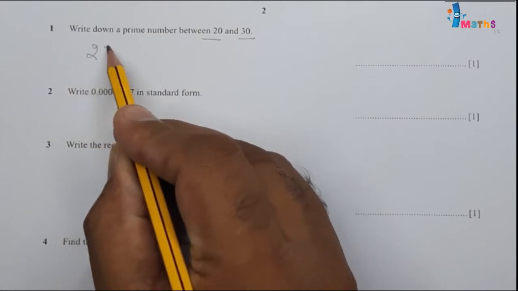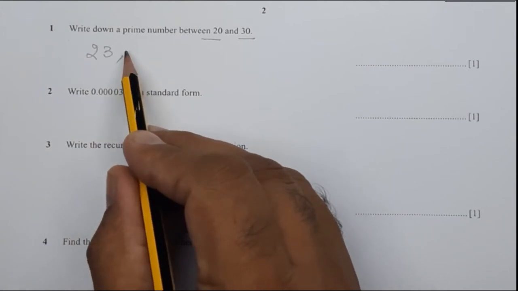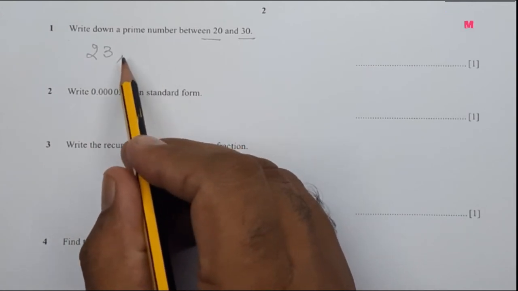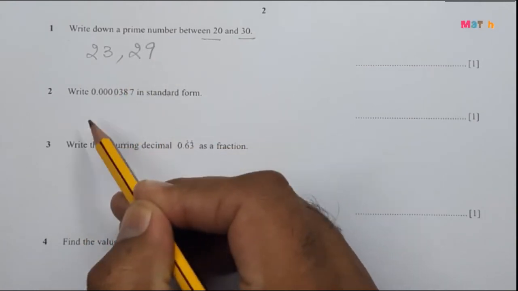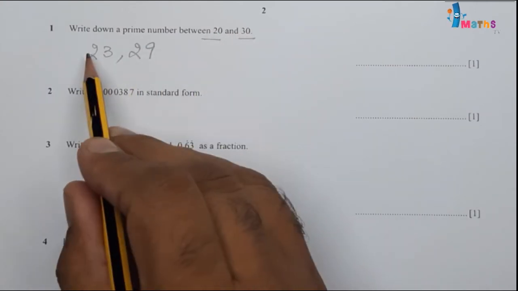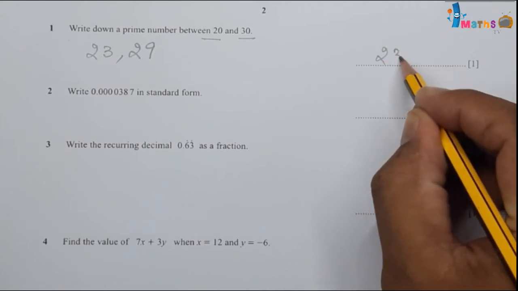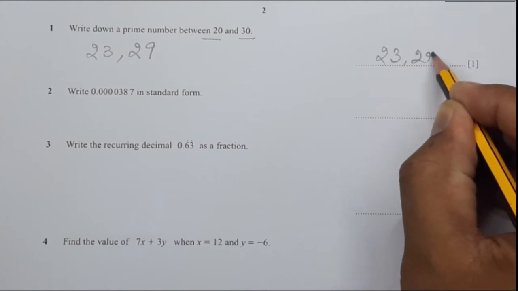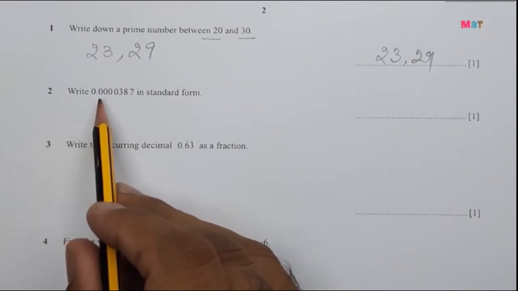So 23 we can consider as a prime number. Then 24, 25, 26, 27, 28, 29 will be the next prime number. So these are the two numbers which are in between 20 and 30 and are divisible by 1 and itself only. So our answer will be 23 and 29.